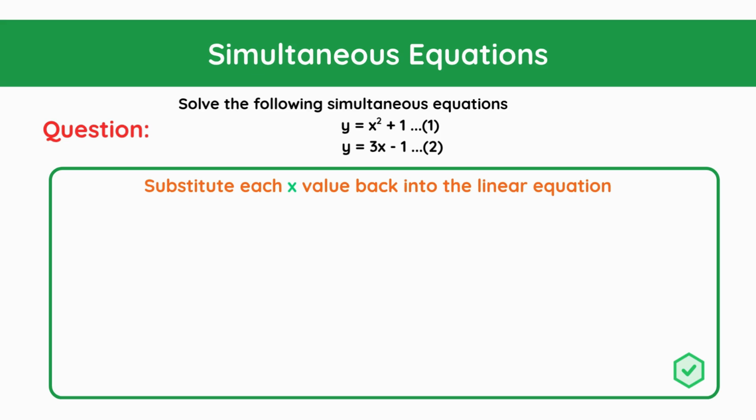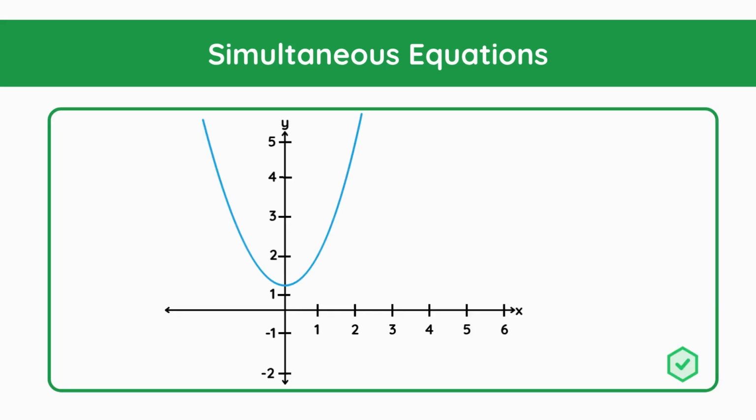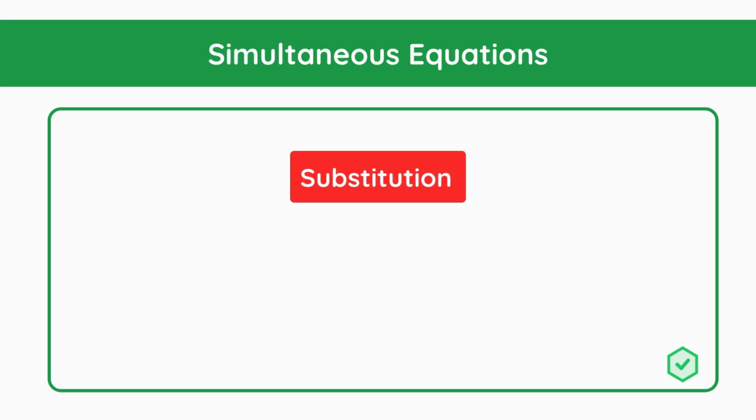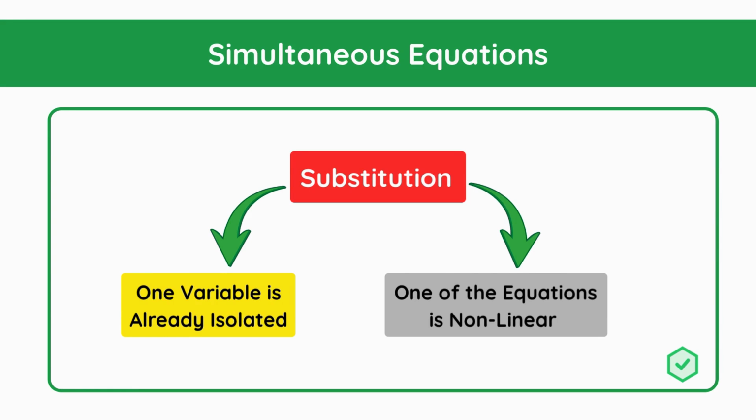Substitute each x value back into the linear equation y equals 3x minus 1. When x equals 1, y equals 3 times 1 minus 1, which is 2. When x equals 2, y equals 3 times 2 minus 1, which is 5. Finally, write the answers as coordinates. The solutions are 1, 2 and 2, 5. This makes sense because a straight line can cut a parabola at 2 points. So we expect 2 pairs of solutions. So substitution is your go-to method whenever one variable is already isolated or when one of the equations is non-linear.